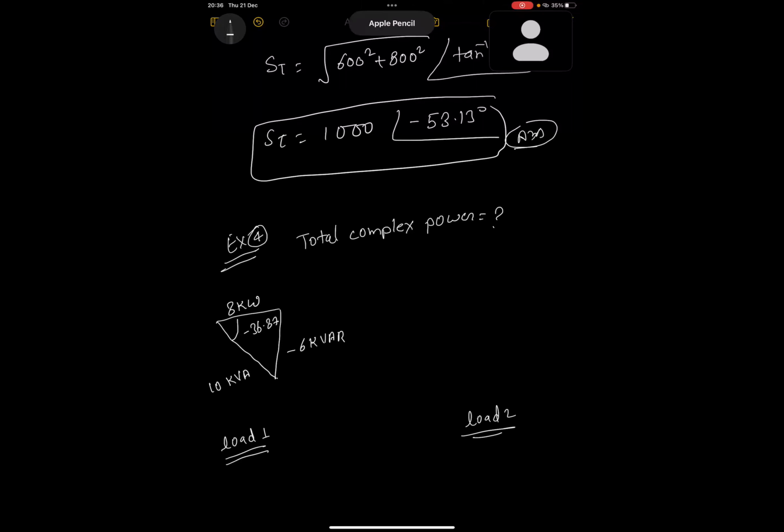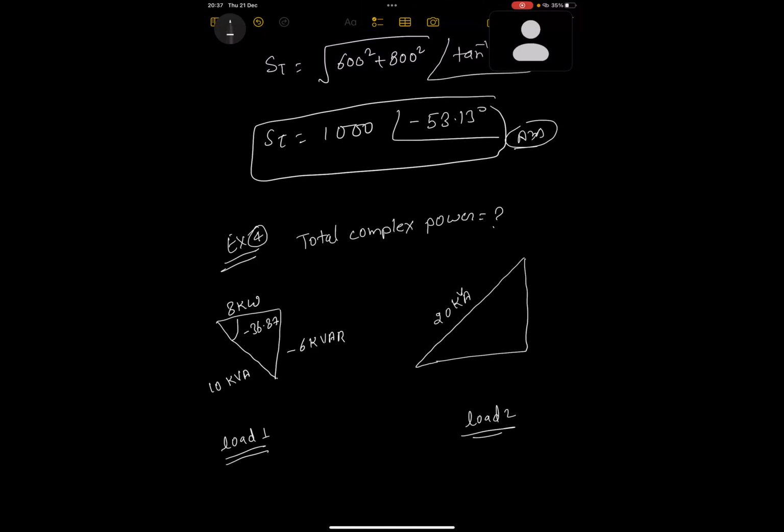Three loads are given. Okay, not three loads, only two loads are given, not three. The second load is this one, 20 kVA.